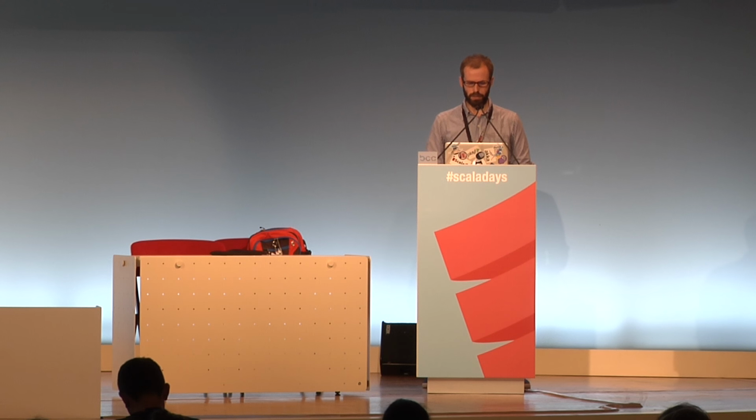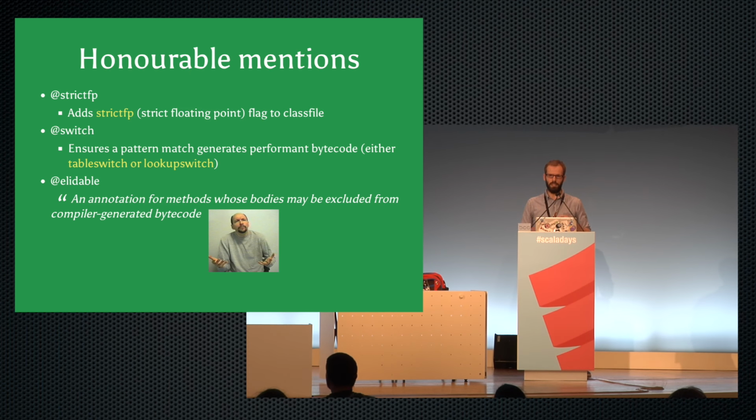And finally, elidable is the weirdest one. It's an annotation for methods whose bodies may be excluded from compiler-generated bytecode. So you can write your function, add elidable to it, and then when the compiler runs, it just deletes it. It just strips it out. Although I should say, because somebody heckled me about this in New York, there is one good use case for it, and that is to remove the assert statements from the compiler. All of the assert statements in the compiler have this elidable annotation on them, so they get removed completely when the compiler is compiled. Fair enough.